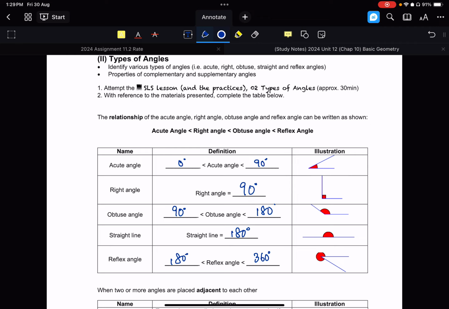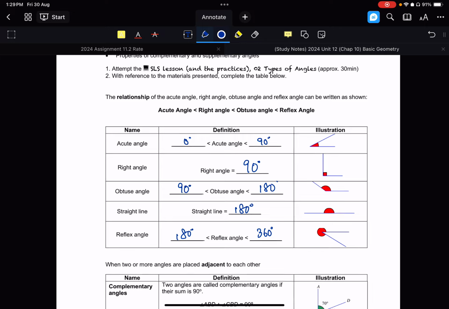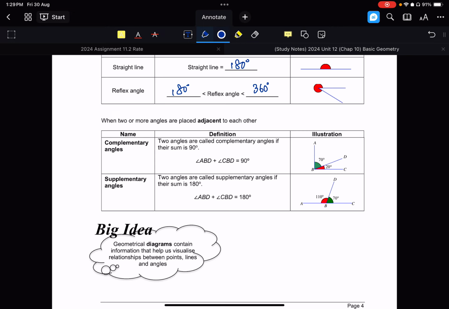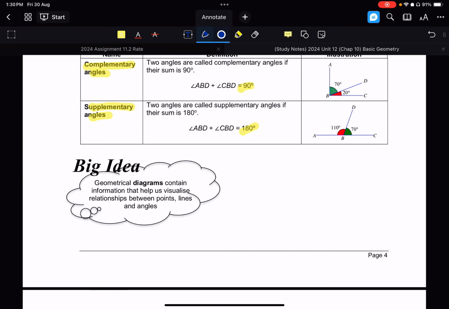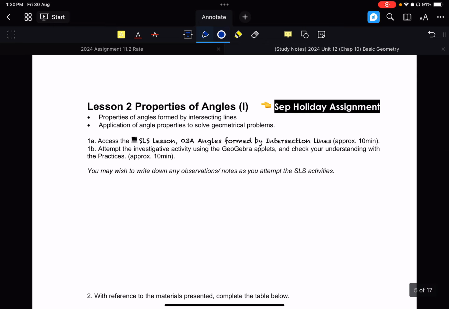What happens after 360 degrees? Well, it goes back to being an acute angle, right? So it's a cycle, it goes on. When two or more angles are placed adjacent to each other, that means they're placed side by side, sometimes they have special properties. If the angles add up to 90 degrees, we call these complementary angles. Where it adds up to 180 degrees, we call it supplementary angles. There are many situations where an angle is either complementary or supplementary. So that's a big idea, right?